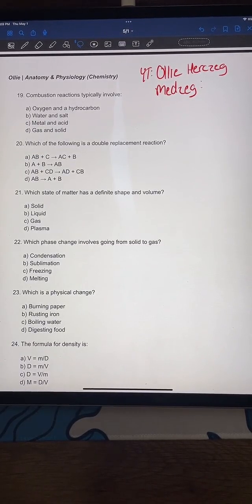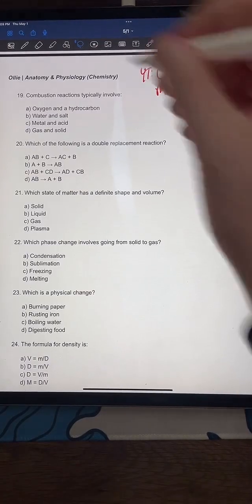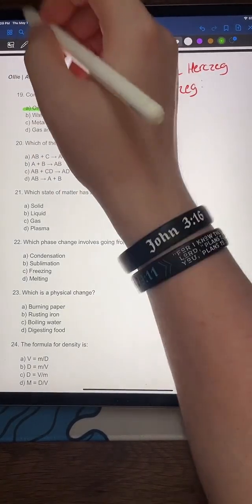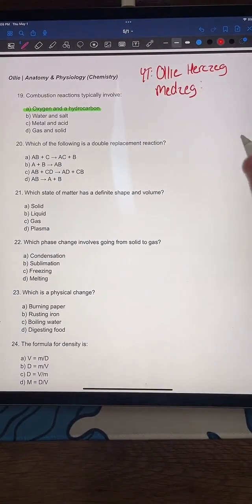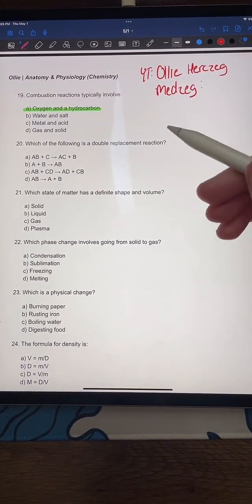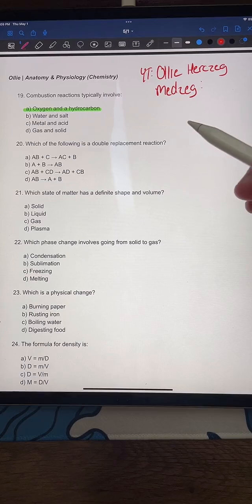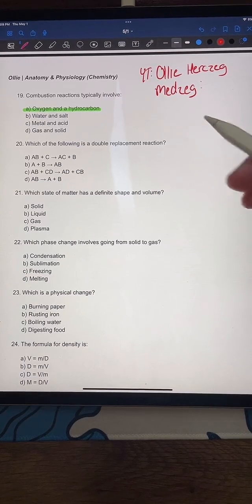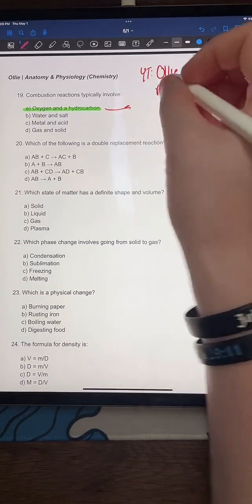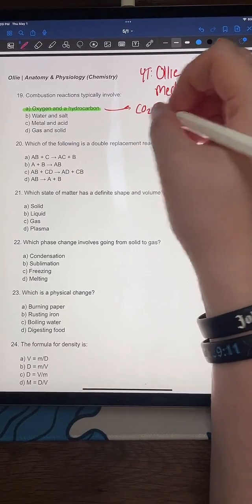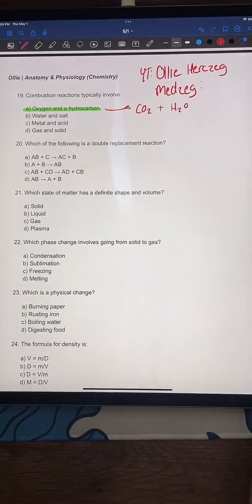But number 19, the answer is A. It is oxygen and a hydrocarbon. So combustion is a reaction between a hydrocarbon and oxygen, and it also usually forms carbon dioxide and water.